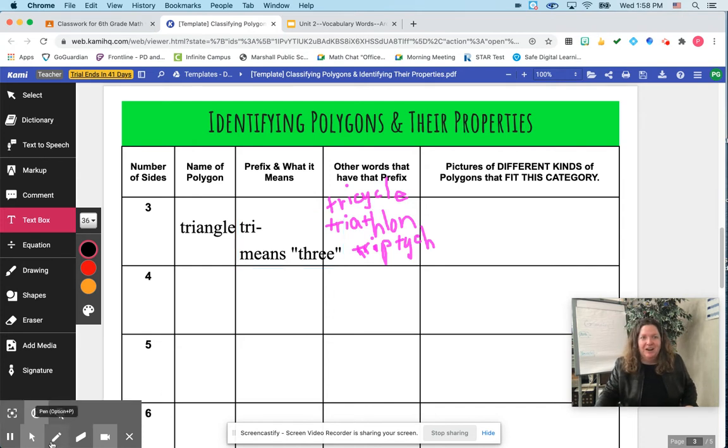There's the TRI prefix right there. Tricycle. Triathlon. It's an event where you swim and bike and run. You have to do all three of those things. So there's 3 events. It's triathlon.